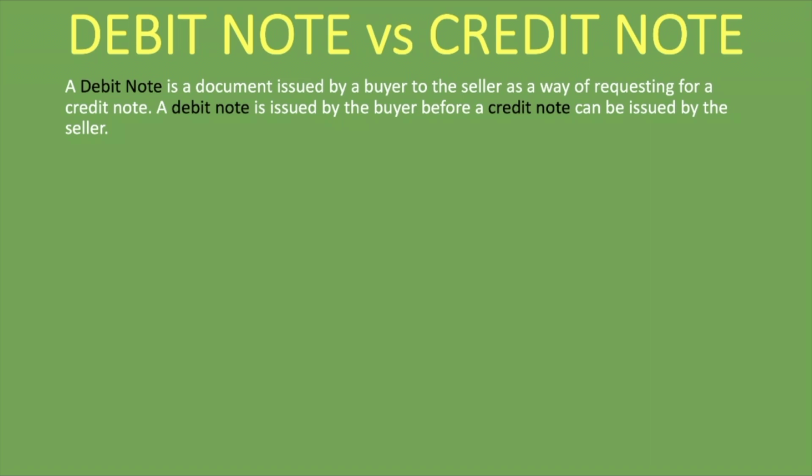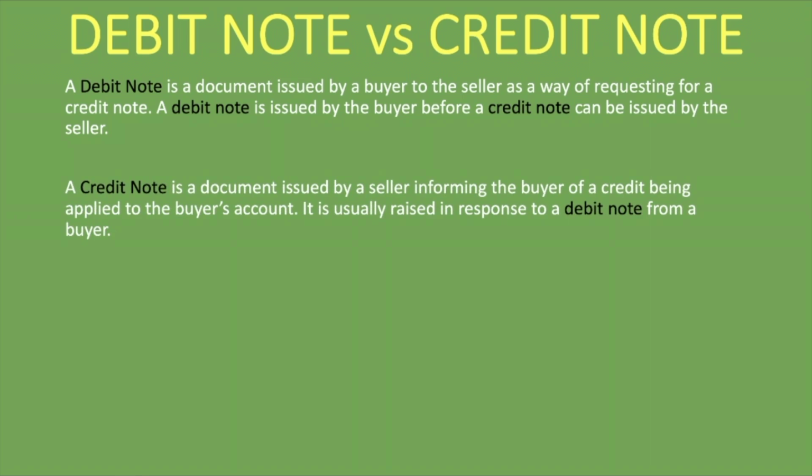And remember, after he issues you the credit note, that is when they will issue you with another invoice or a corrected invoice, if you will. And now, what is a credit note? Well, a credit note is a document issued by a seller, as we've just explained, informing the buyer of a credit being applied to the buyer's account. It is usually raised in response to a debit note from a buyer, as we have just mentioned.